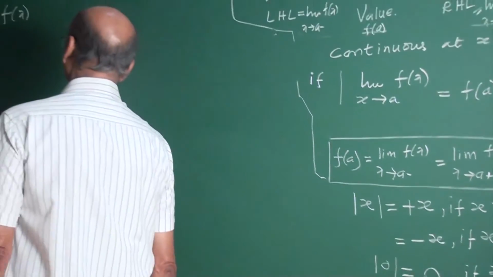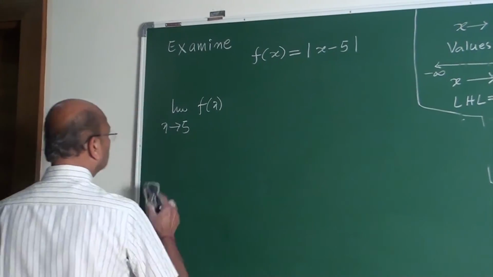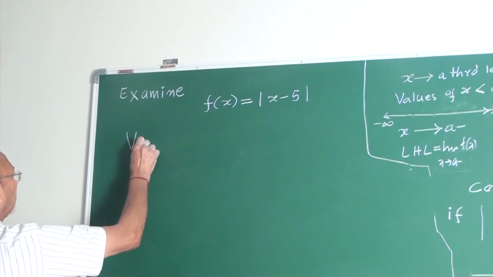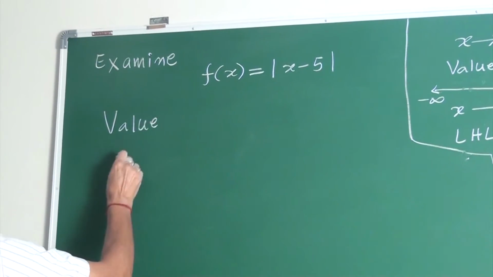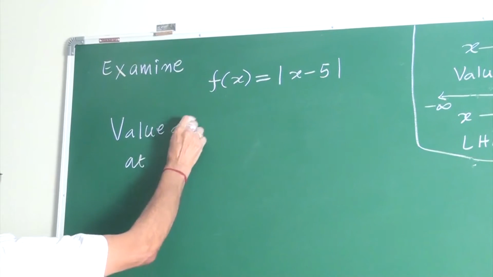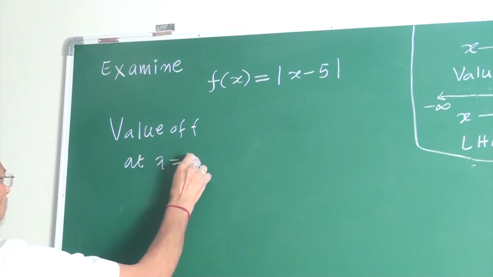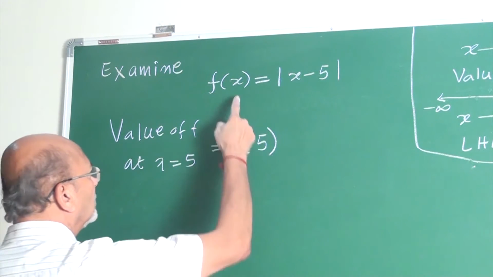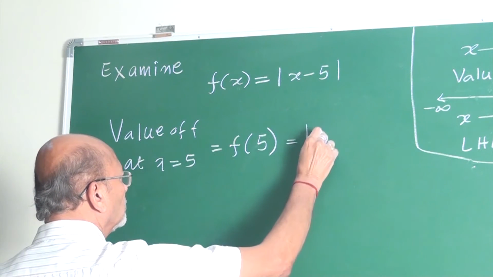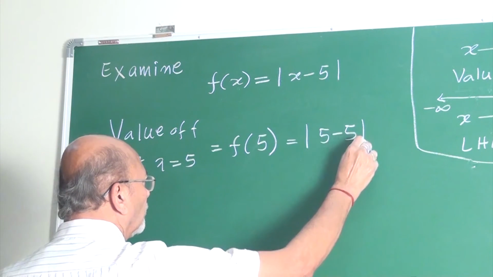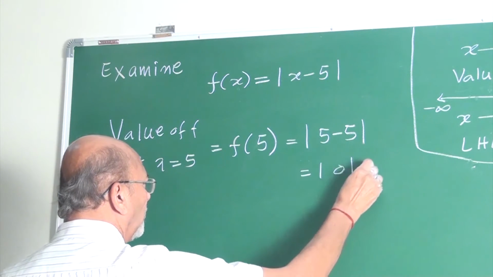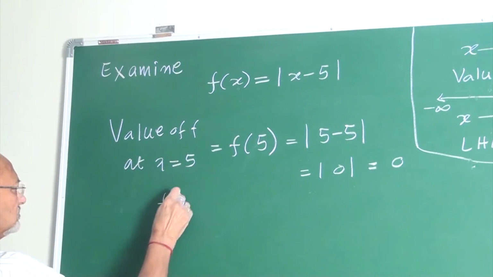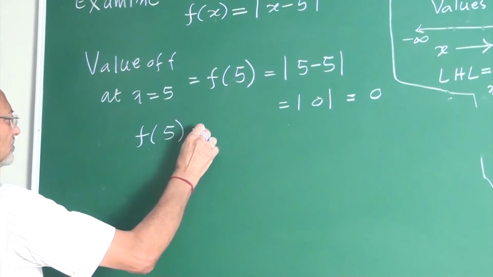Yes. First one: the value of the function f(x). The value of f at x equal to 5, that is understood. Symbolically we write f of 5. Put x equal to 5: 5 minus 5. What is it? Mod of 0. I told you mod of 0 is 0. So f of 5 is 0.